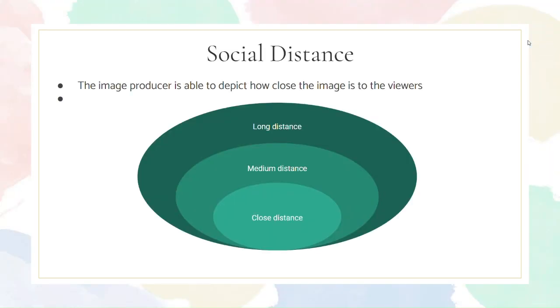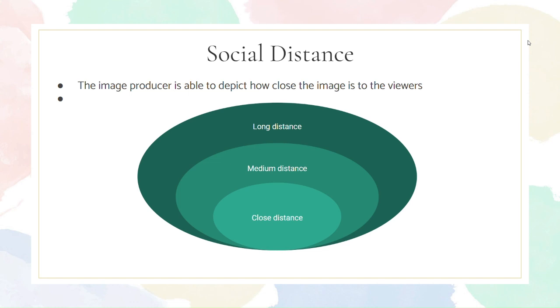So social distance is the choice made by the image producer between putting the object that is in frame in a close distance, medium distance, or long distance. Now, here's where the image producer depicts how close the object can be seen by the viewers.